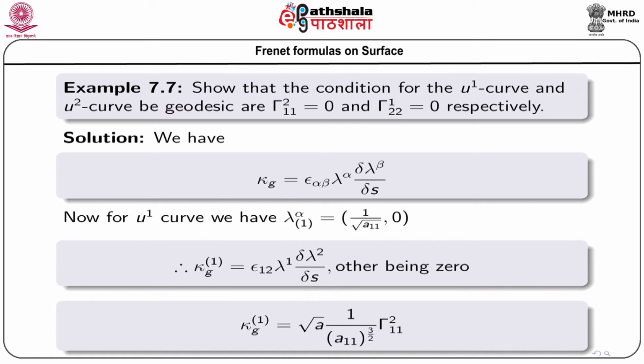So, kappa g 1, if we put the values of this expression, we get kappa g 1 equals root a 1 by a 1 1 to the power 3 by 2 gamma 2 1 1.